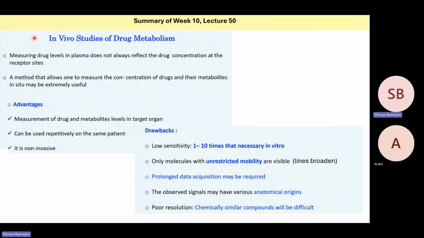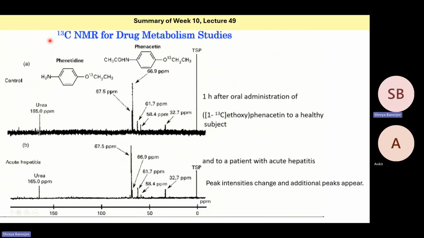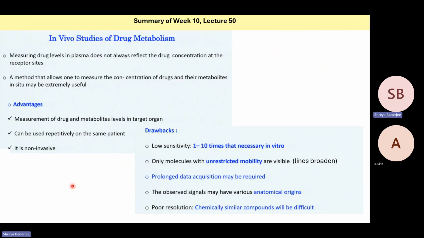So that is all about in vitro studies, basically studying the urine or plasma of the patient. But sometimes in vivo studies are also required. And why is that? Basically, if you measure the drug levels in plasma or urine, it does not affect the drug concentration at the receptor site.